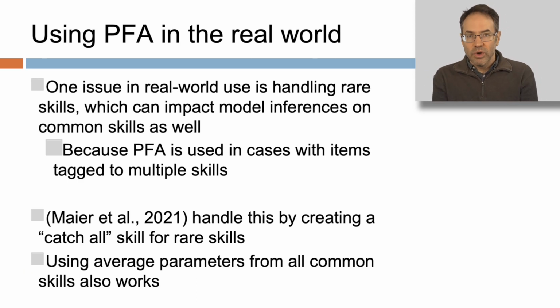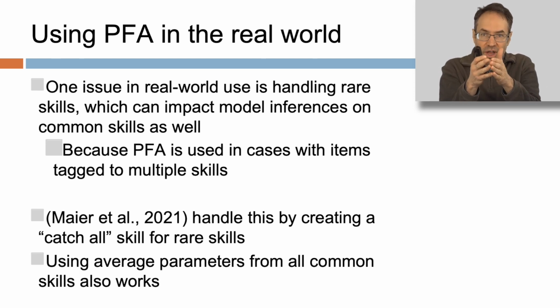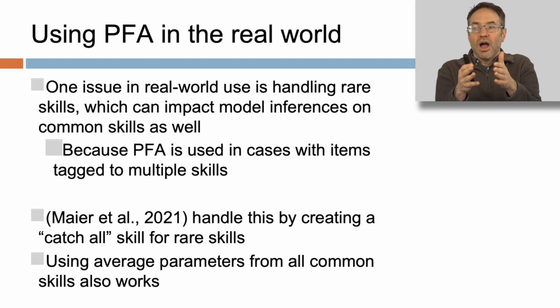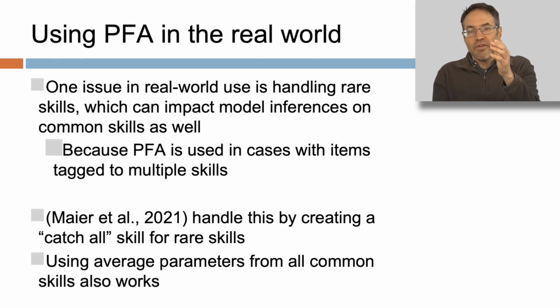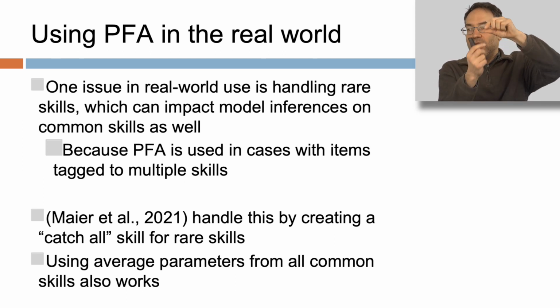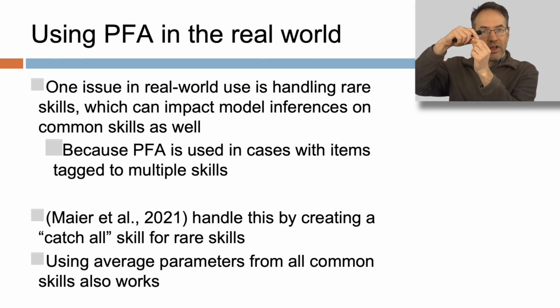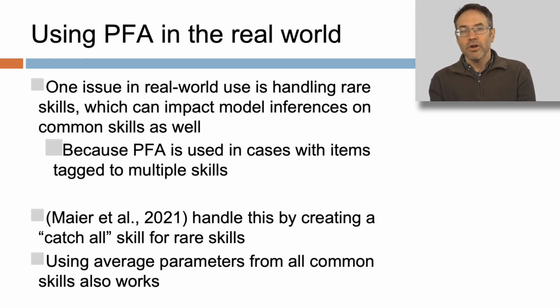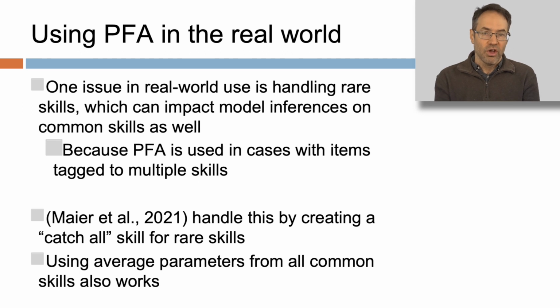One issue in the real-world use of PFA is how it handles rare skills, which can impact model inferences on common skills as well, because PFA is typically used in cases with items tagged to multiple skills. Ironically, some of the packages for PFA can't handle that, but that's the main benefit that PFA has over BKT. When you have an item tagged to multiple skills, a rare skill is going to impact the common skills it intersects with. Maier et al. handled this by creating a catch-all skill for rare skills, and they found that using average parameters from all the common skills also works.